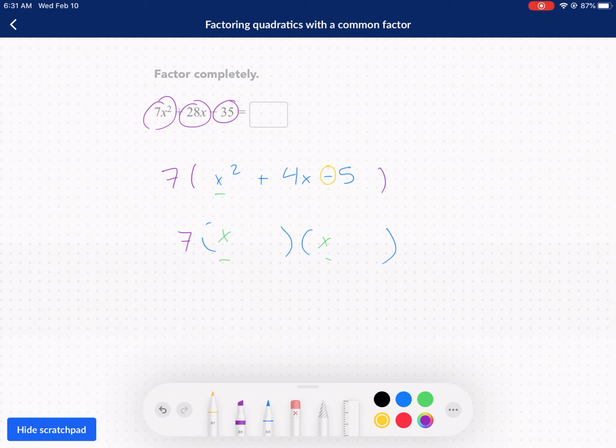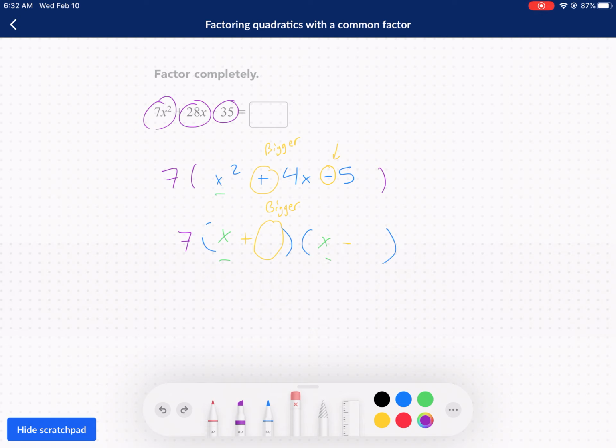We have a negative for the third term. That means one's going to be positive and one's going to be negative, because positive times negative gives us a negative. But this term is positive. That means our bigger factor needs to be positive. So our bigger factor is going to be here. This is where our bigger one goes, because the positive wins the sum battle. Remember, we add the inside and outside terms together to get our middle term. So if it's positive, that means it needs to be positive in the end. So our bigger one needs to be positive.